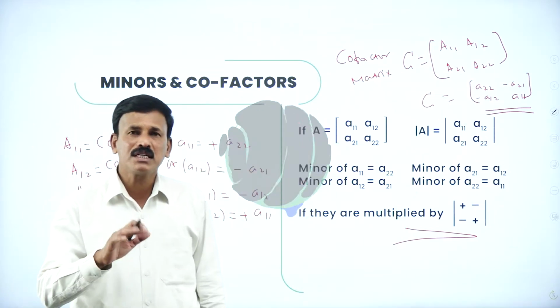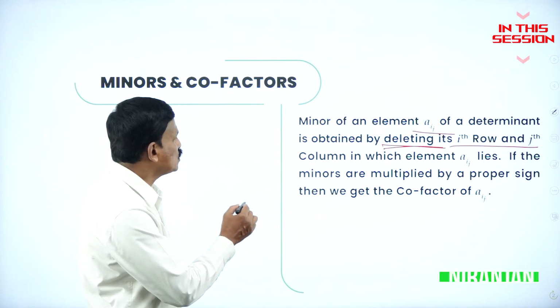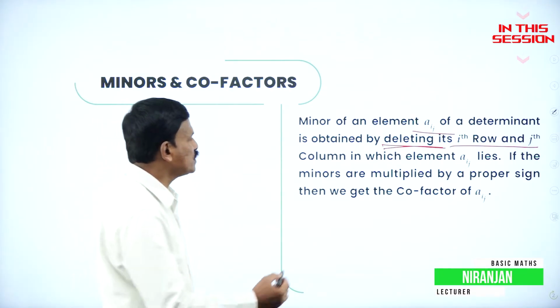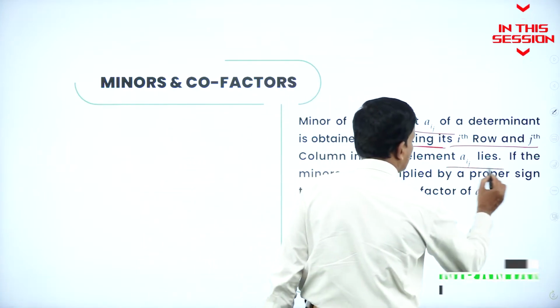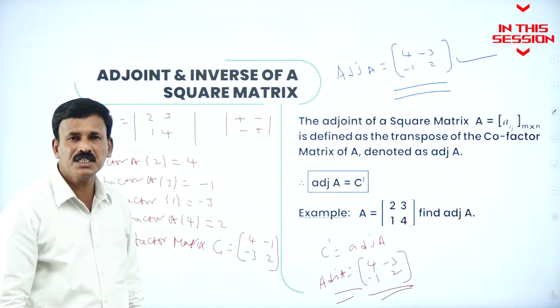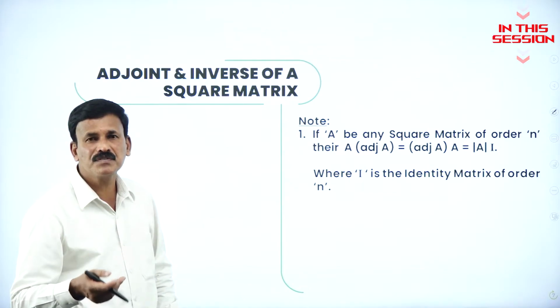If the minors are multiplied by the proper sign, then you are going to get the cofactors. The minor is obtained by deleting its ith row and jth column in which the element Aij lies. The transpose of the cofactor matrix is denoted as adj A, equal to C dash. The product of a matrix and the adjoint of that matrix is always equal to the determinant of A into I.